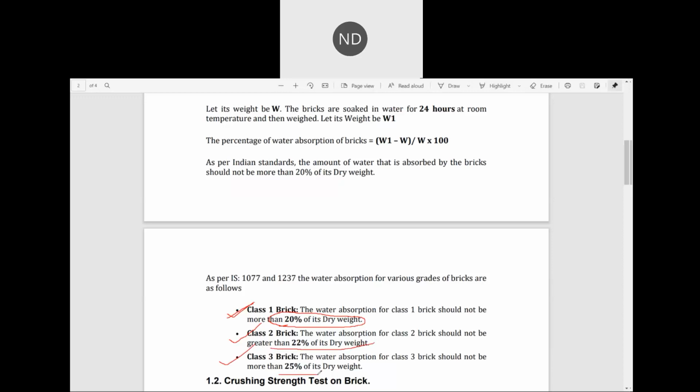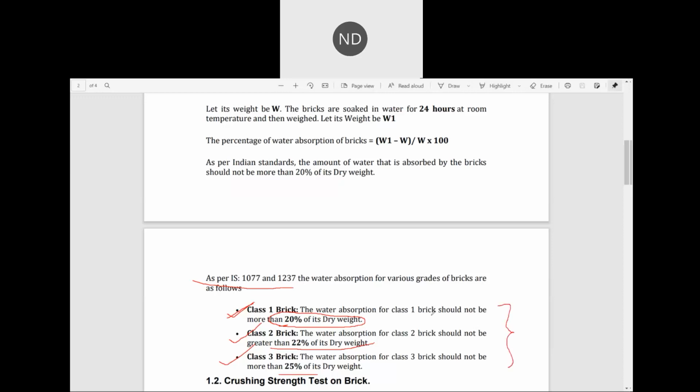You have to remember this, because this question is very important for competitive exams also: what is the water absorption allowed for a first class brick according to the Indian IS code, or how much percentage of water can your first class brick absorb or is allowed to absorb. Your question can be asked in any such way.